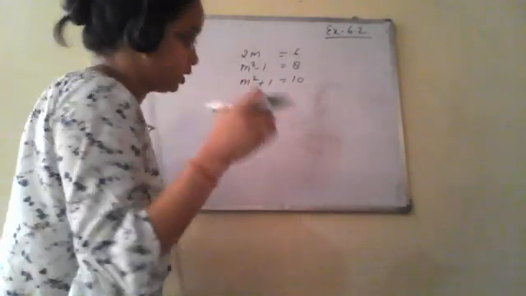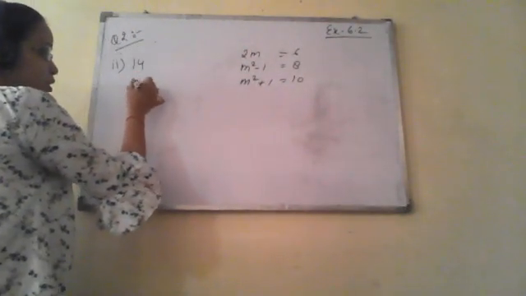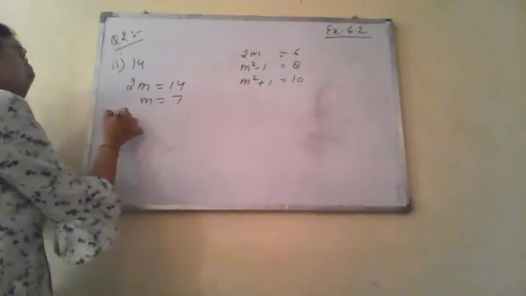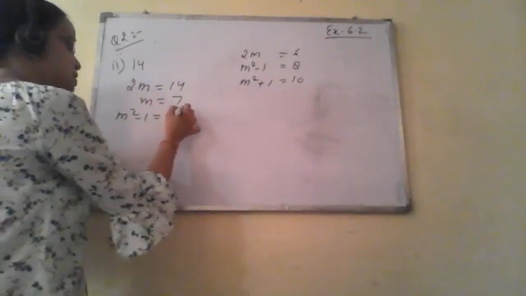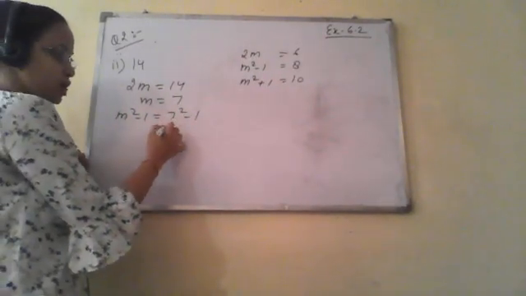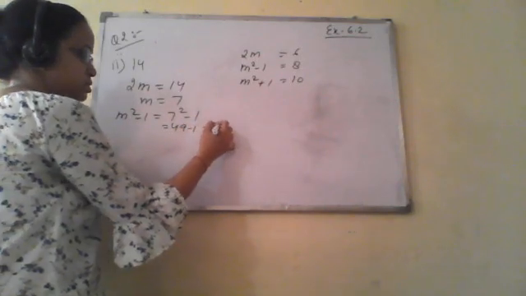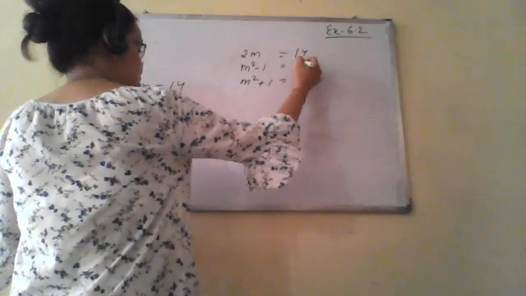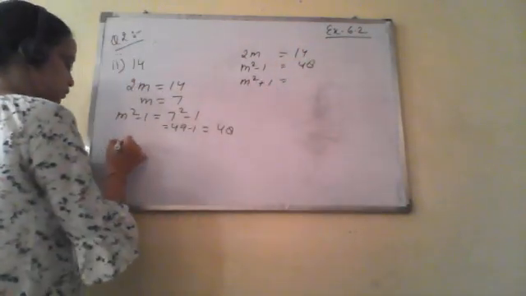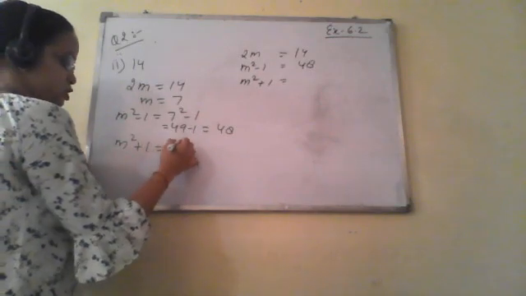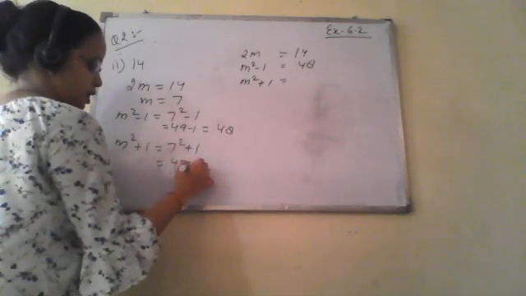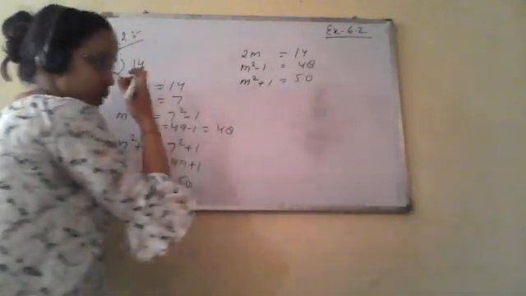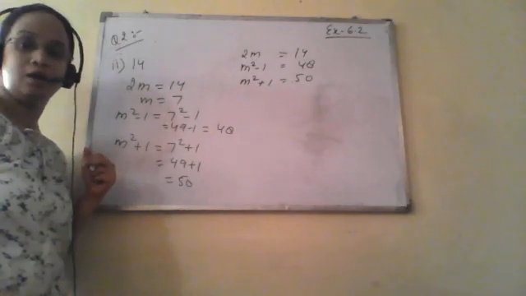Now next part is 14. So we'll start with 2m. If we have 2m equal to 14, then m will equal 7. So the value of m square minus 1 will be 7 square minus 1, that 7 square is 49, 49 minus 1, this is 48. And m square plus 1 will be 7 square plus 1, that is 49 plus 1, this will become 50. So the triplet will be 14, 48 and 50.